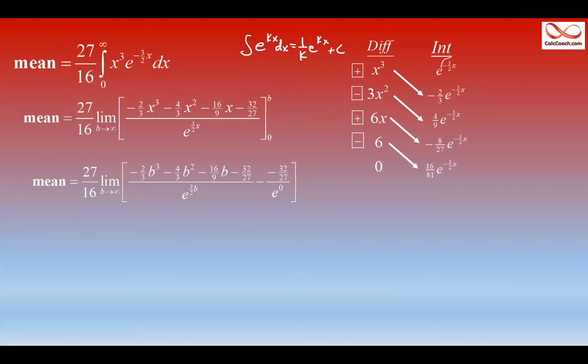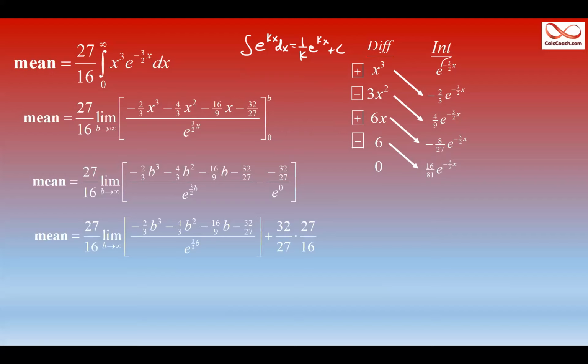You put the b in, and b's replace the x's. And then you put the 0 in. And all the x terms go away. You're left with this constant in the numerator. And then e to the 0, that's just a 1. Be careful with that double minus too, as well. So there we go. And it's our job to figure out what's going on as b goes to infinity. And so we can't plug in infinity, but we can think about a very large number.